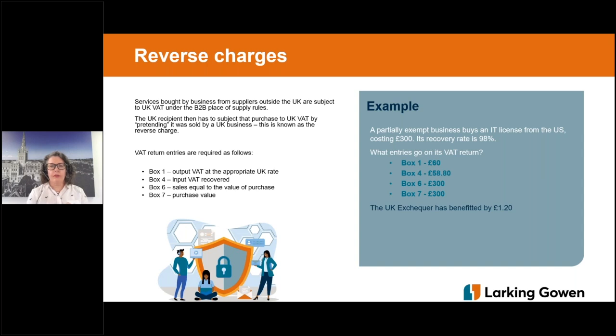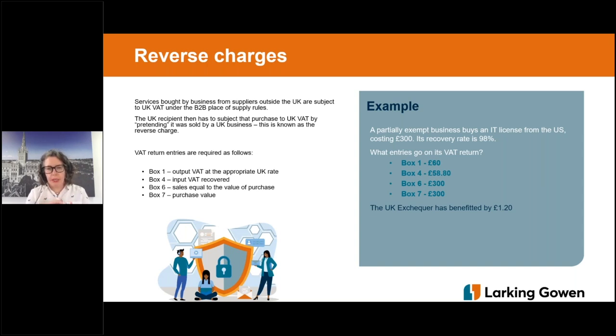It costs £300 to convert things from foreign currency into sterling. The partially exempt school's recovery rate is 98%, let's say. So the entries that go on to the VAT return are in box 1: we treat that £300 as subject to UK VAT at the standard rate of 20%. So we put £60 into our box 1 figure.